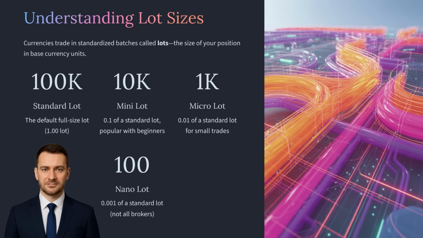Lot size directly affects the pip value of your trades. Recall our earlier statement: with a standard lot, a 0.0001 movement is about $10. Let's confirm the pip values for each lot size, assuming a USD-quoted pair for simplicity. Standard lot, 100,000 units: $10 per pip movement. Mini lot, 10,000 units: $1 per pip. Micro lot, 1,000 units: 10 cents per pip. Nano lot, 100 units: about 0.01, 1 cent per pip.